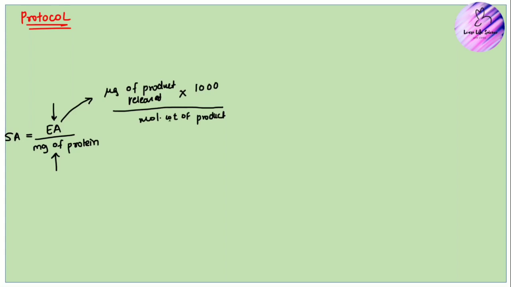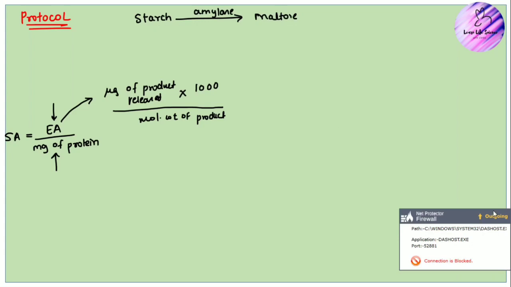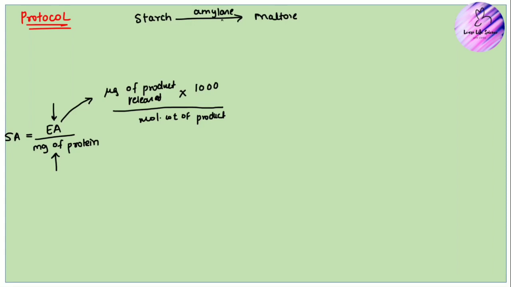For example, I am taking the example of maltose. I have told you in a simple example of starch getting hydrolyzed into maltose by using the enzyme amylase. So here enzyme activity is the micromole of starch getting converted into product, and amylase is the enzyme taking the reaction. The molecular weight of product, that is the molecular weight of maltose, is 342. I am going to use this formula for calculating the enzyme activity.